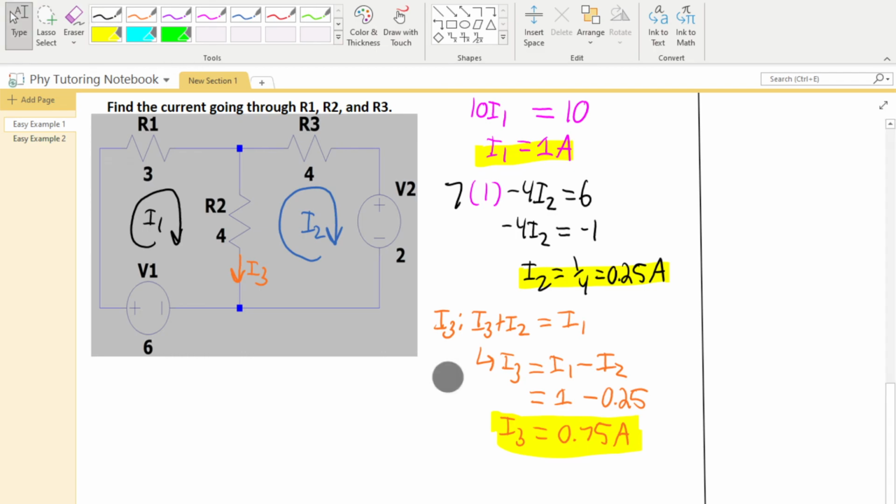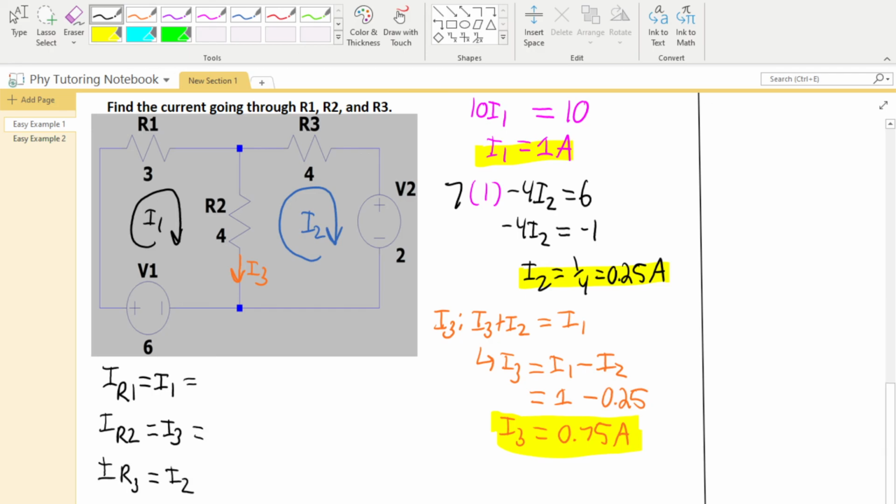So let's be able to, I guess, predict these answers. Well, the current going through R1 is just going to be equal to I1, right? Since that's the only current going through that resistor. And the current going through R2 is going to be equal to I3, right? And then the current going through R3 is going to be equal to I2.